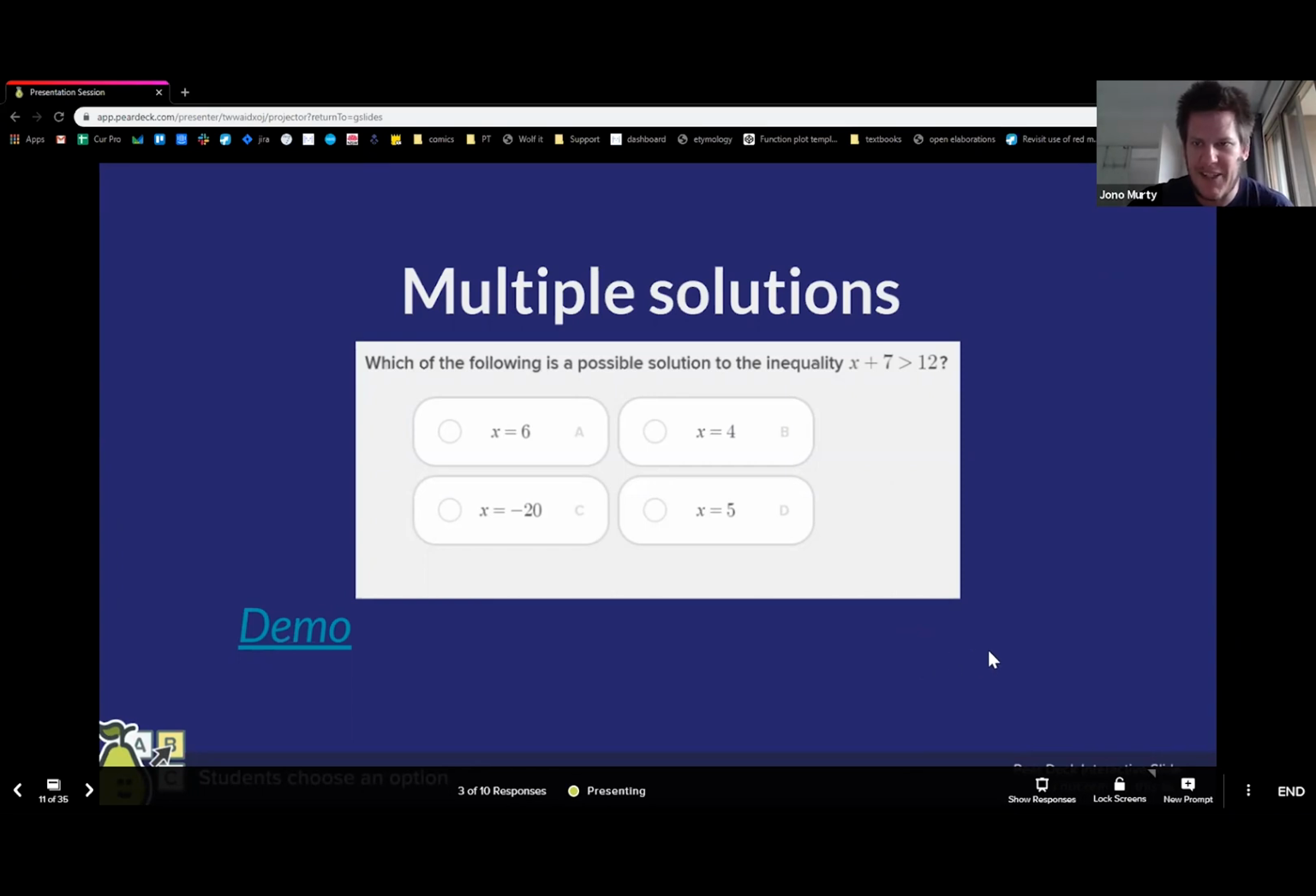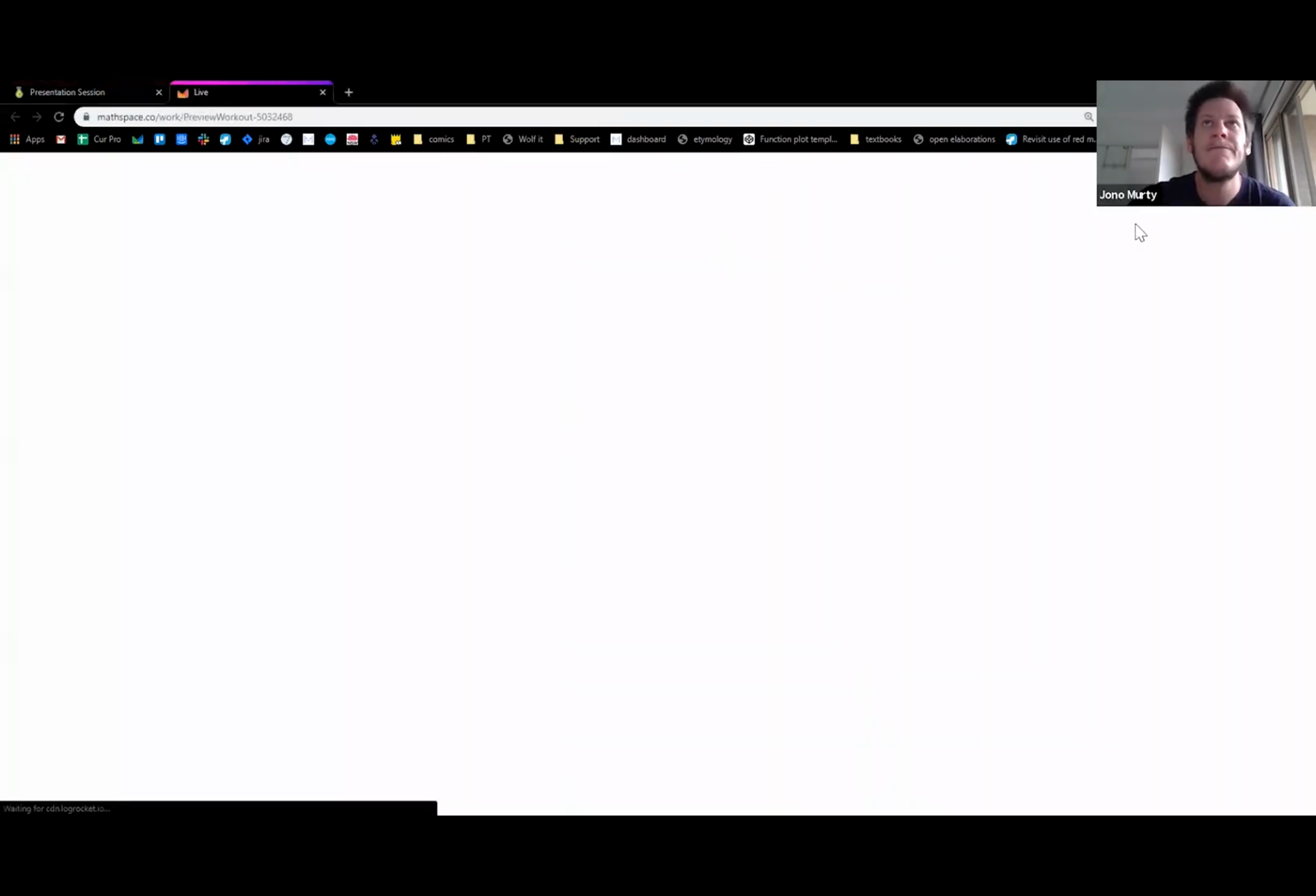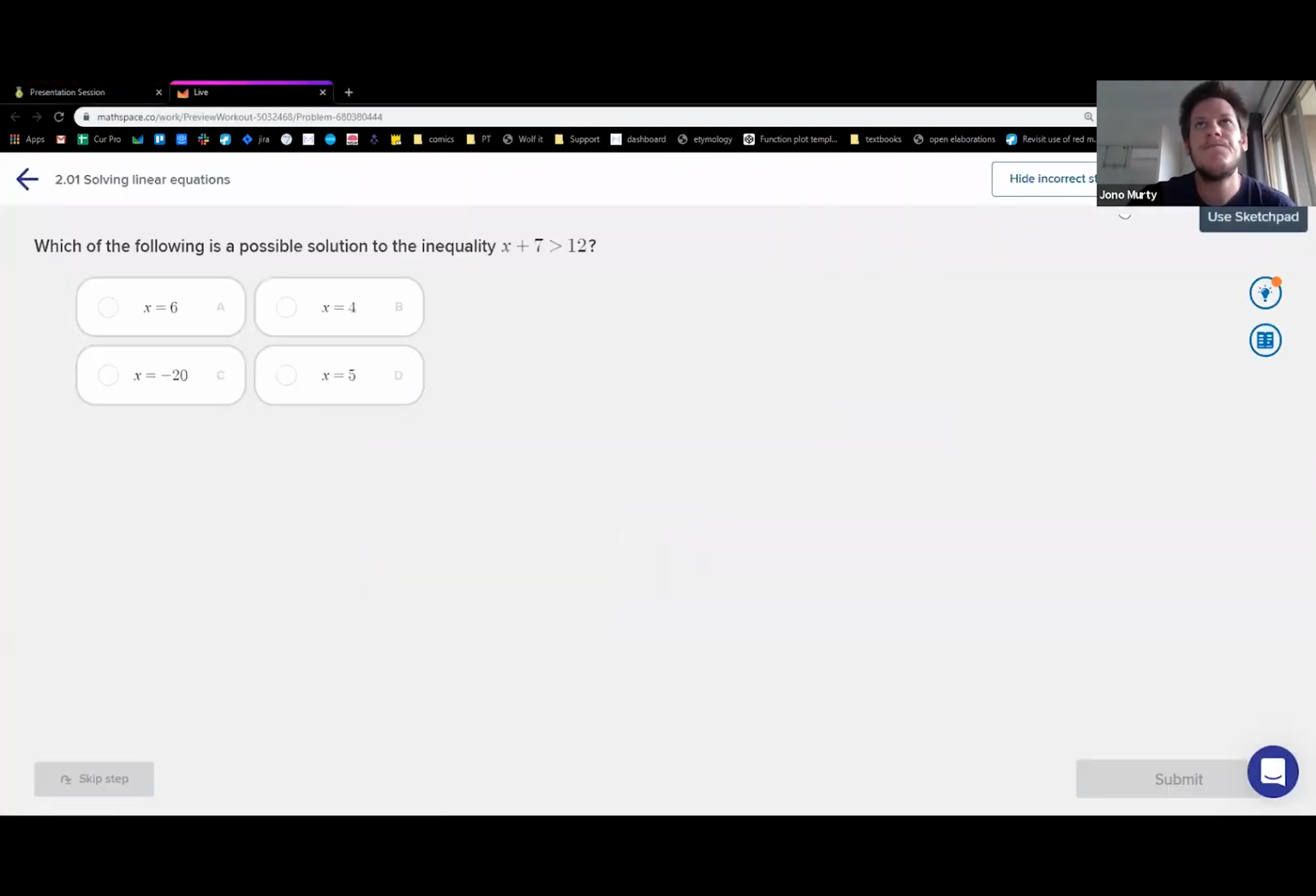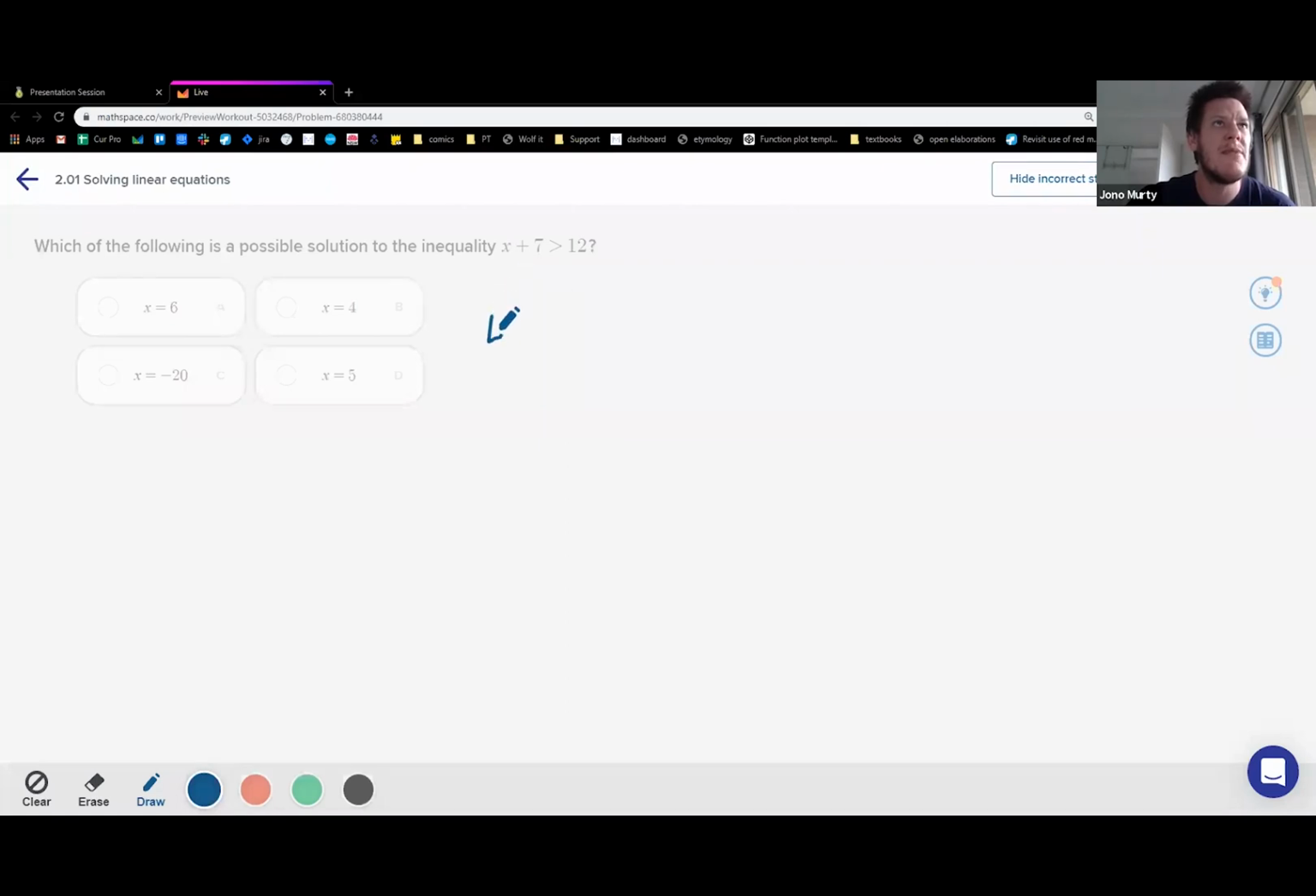A few people chopping and changing their minds here, it looks like. Remember, we can always test a solution. So if I picked 4, I could replace x with 4. Let me just quickly show you here. So if I thought 4 was the solution, instead of having x, let's write 4. 4 plus 7 is less than 12. 4 plus 7 equals 11. So now we have this statement, 11 is greater than 12. So we know 4 can't be a correct answer.